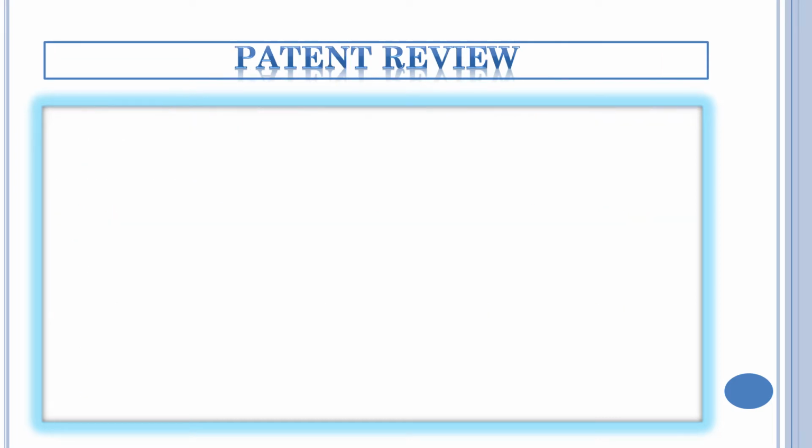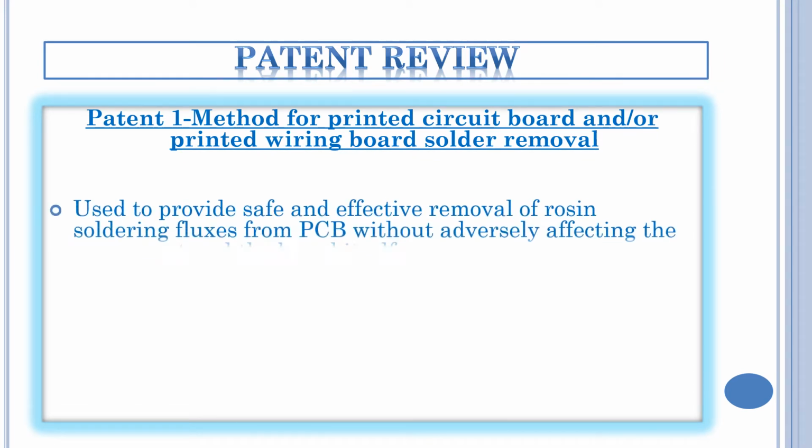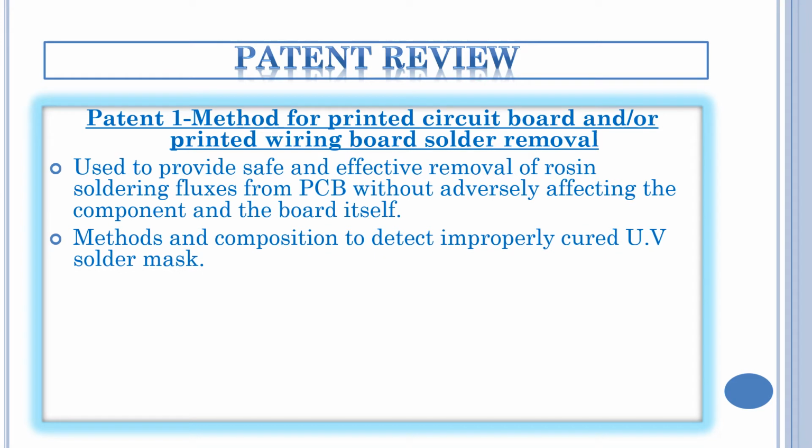The first patent is a method for printed circuit board and printed wiring board cleaning. Without negatively affecting the component of the PCB or the board itself, it safely and effectively removes rosin soldering fluxes. Additionally, it provides methods and a composition to detect improperly cured UV solder mask, which greatly reduces premature circuit failure.